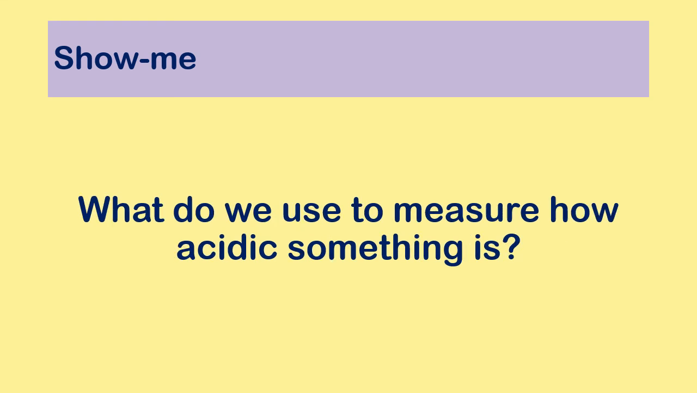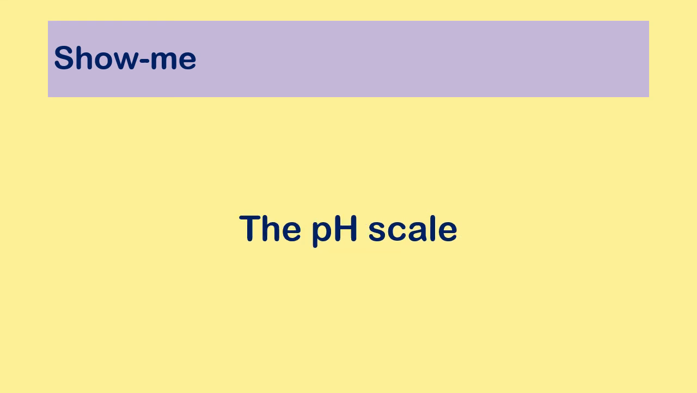What do we use to measure how acidic something is? We're talking about what sort of scale do we use. That is the pH scale, and we can use universal indicator to tell us where a substance is found on the pH scale, which goes from 0 to 14. So that's been our introduction to acids and alkalis.